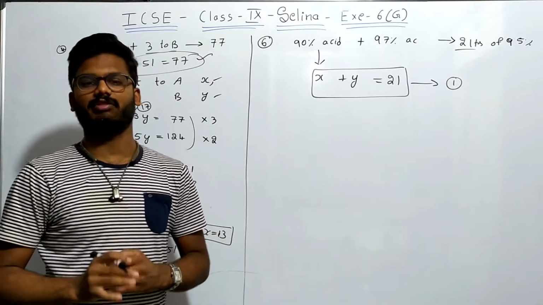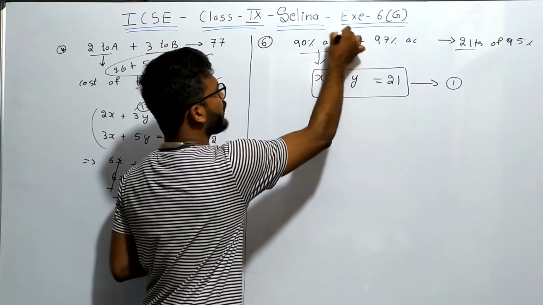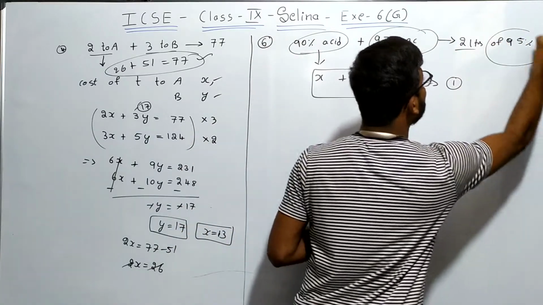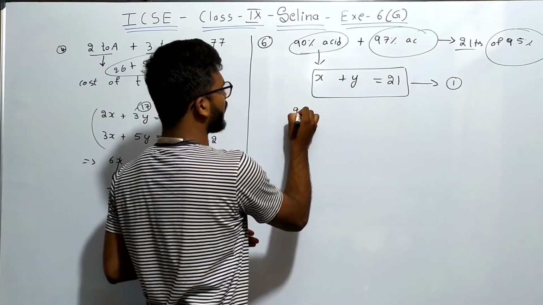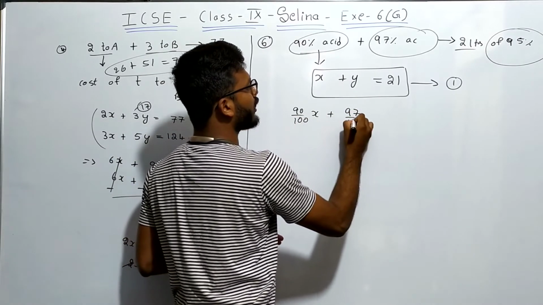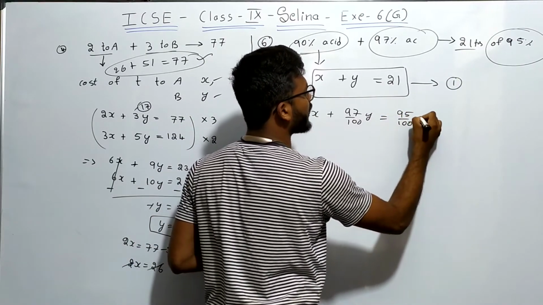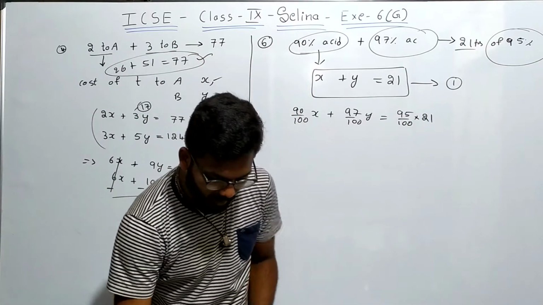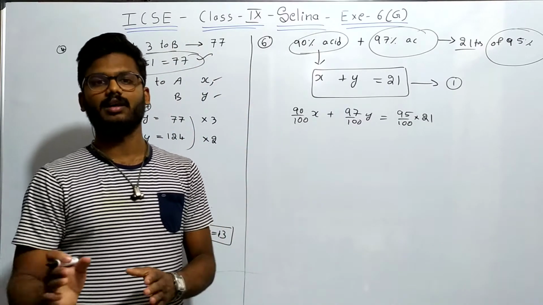For getting the second equation, here we have one indirect condition. 90% of one solution plus 97% of another solution is equal to 95% of the final solution. That means 90% of the first solution is 90 by 100 into x, plus 97 by 100 into y, gives rise to the 95% solution. So 95% of how much? 21, right? So 95% of 21. Next, we have to find how many liters of each solution are mixed.